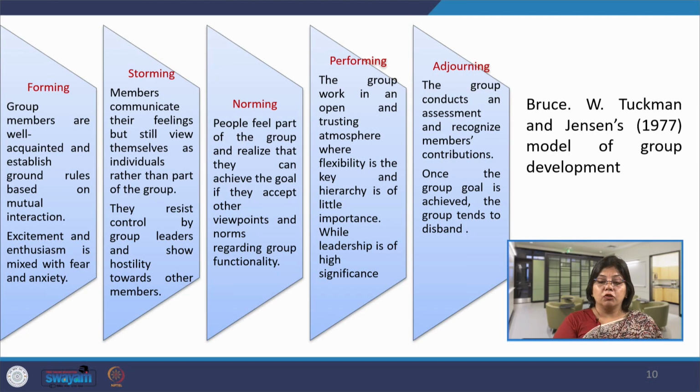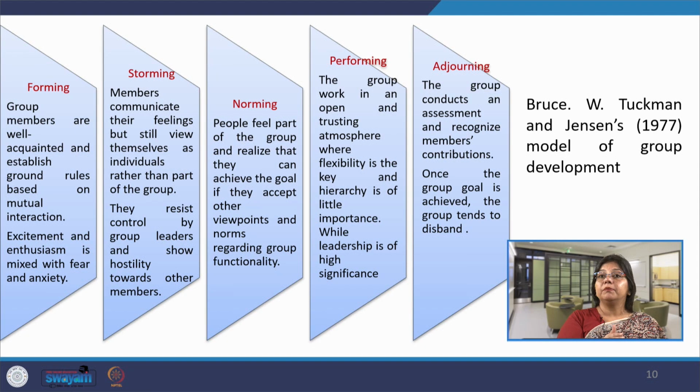The next is norming. People feel part of the group and realize that they can achieve the goal if they accept other viewpoints and norms regarding group functionality. Now, the point is, if the group tends to settle or normalize or accept the leadership in the second stage, then only will the group move to the third stage, that is norming. Else, this is the stage at which the group ceases to exist.